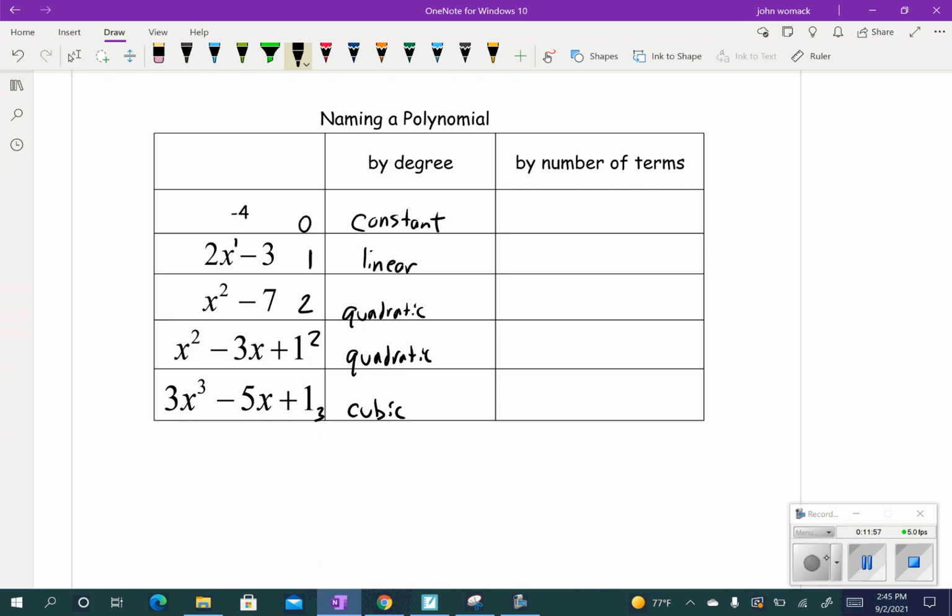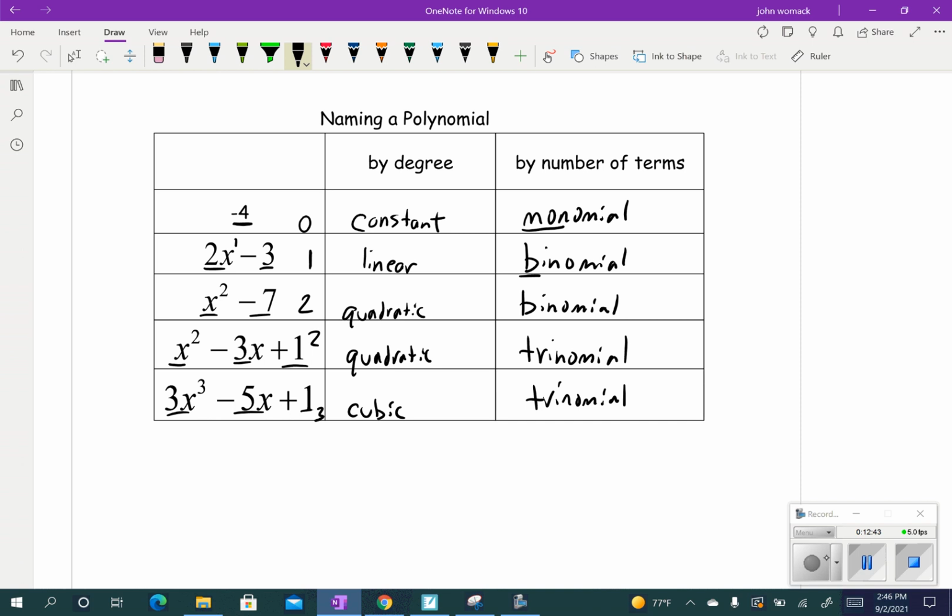The other way is by the number of terms that they have. If you look at this, this one has one term. Something with one term we refer to as a monomial. We already talked about those. Monomials have one term. There's no pluses or minuses. This one has two terms, 2x and a minus 3. The prefix for 2 is bi, so it's binomial. Prefix for 1 is mon. Prefix for 2 is bi. This one's got 2 terms, x squared and 7, so it's a binomial. This one's got 3 terms. It's a trinomial. This one's got 3 terms, so it's also a trinomial.